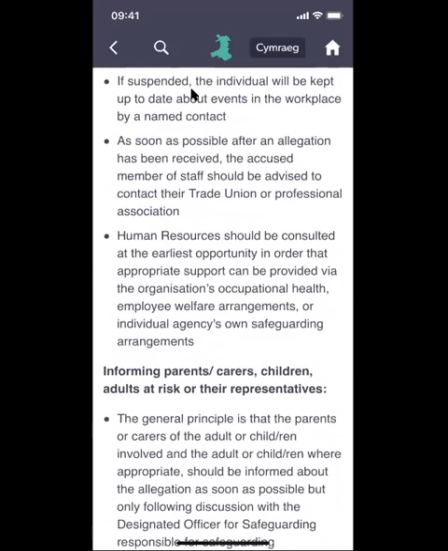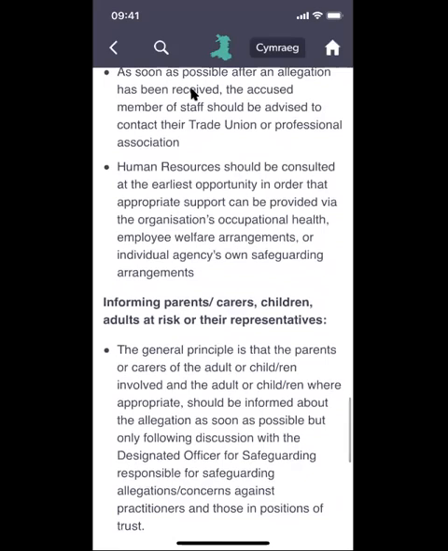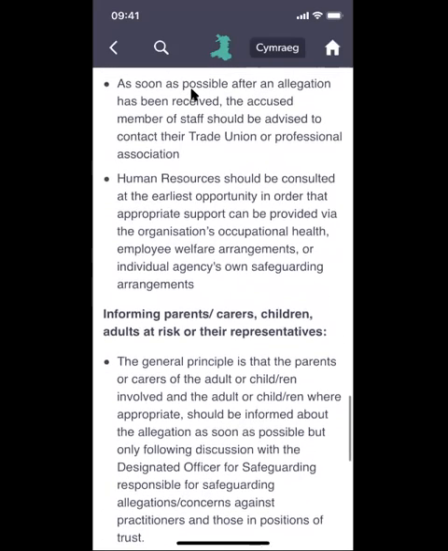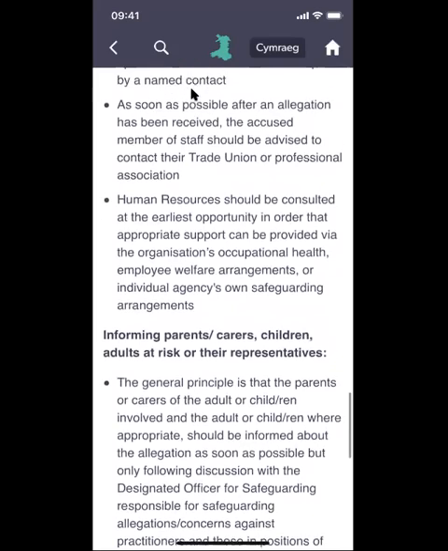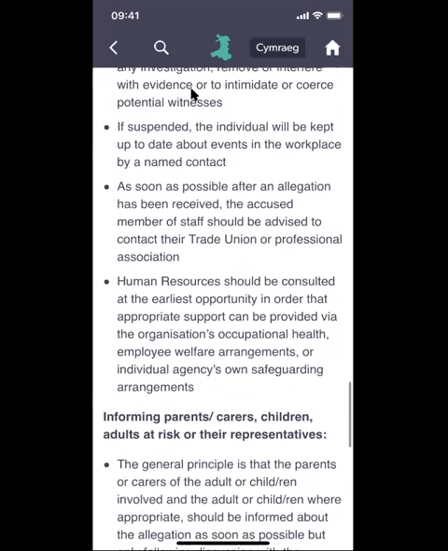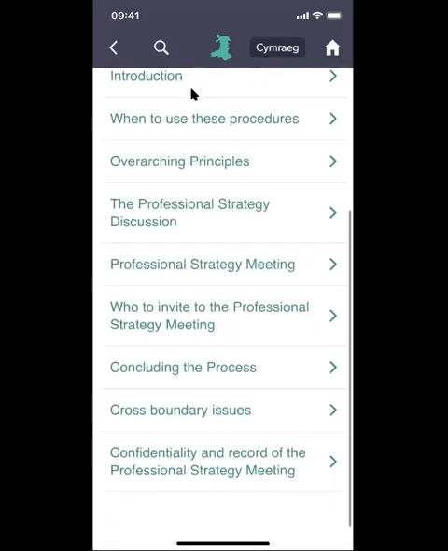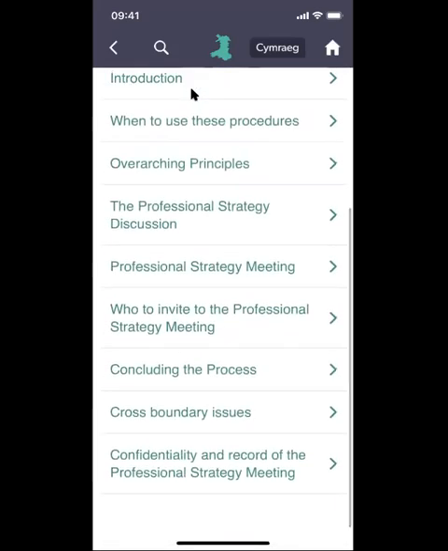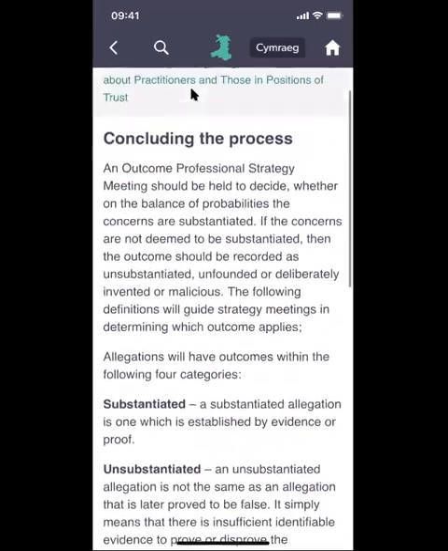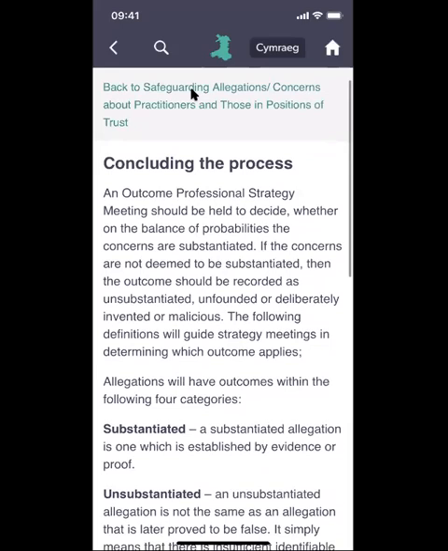There is also the information then in terms of the process that needs to be followed around informing parents, carers, children, or adults at risk or their representatives. If we click back, we then go into the information that's relevant to concluding the process in terms of the allegations and concerns against practitioners and those in positions of trust.